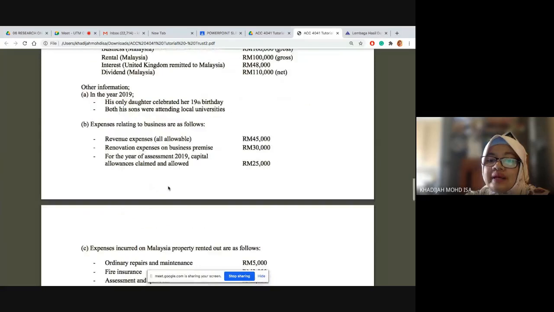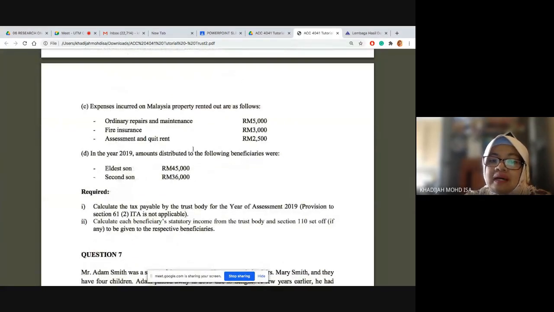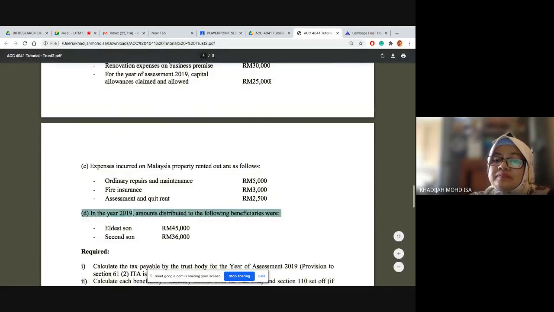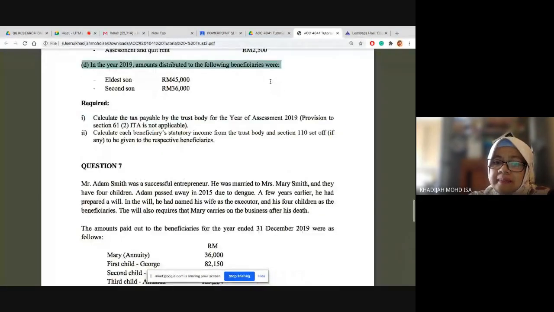How are you going to divide that? You are given the amount distributed. So use this amount distributed as the basis to determine the apportionment between the eldest son and the second son. So the total here is 81,000. You apportion 45 over 81 and 36 over 81. So you get one amount for the allocation, then multiply that by the amount of the discretionary income.